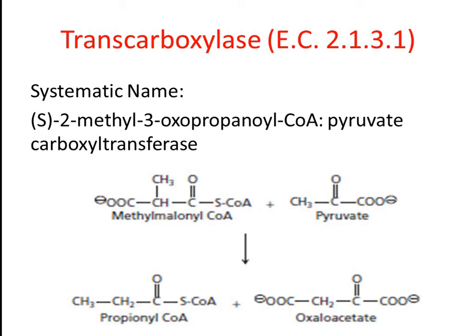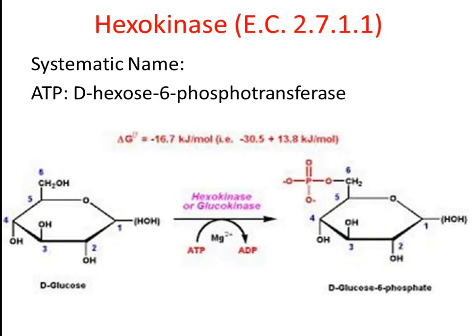and oxaloacetate. The second example of transferase is hexokinase, which can be indicated by EC number 2.7.1.1. The systematic name of this enzyme is ATP:D-hexose-6-phosphotransferase. This enzyme catalyzes the reaction, that is the conversion of D-hexose into D-hexose-6-phosphate. For example, the D-hexose glucose is converted into D-glucose 6-phosphate.